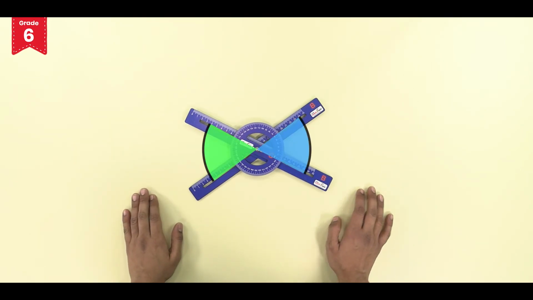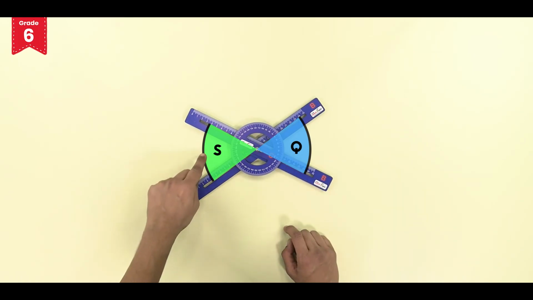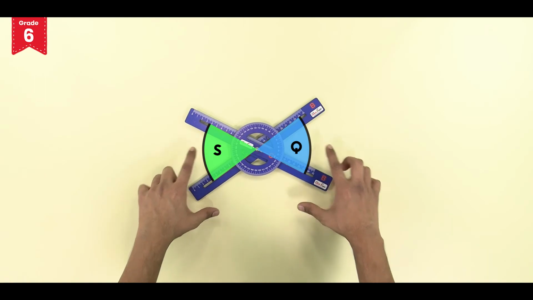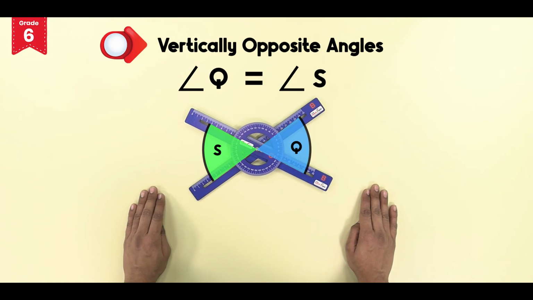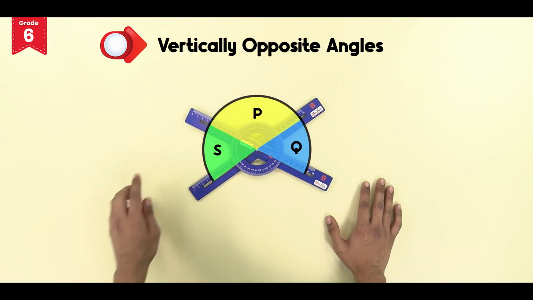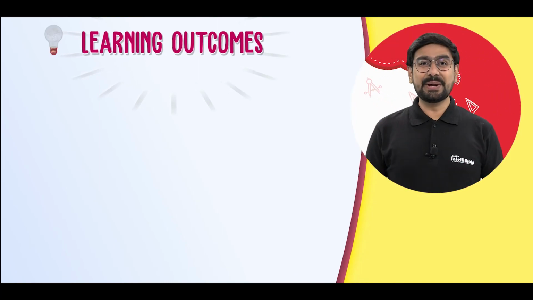The measures of the opposite angles, angle Q and the angle S, are equal. These are called the vertically opposite angles, and the measures of vertically opposite angles formed at the intersection of two lines are equal to one another. And like this, you can find the measures of the angle P and the angle R.